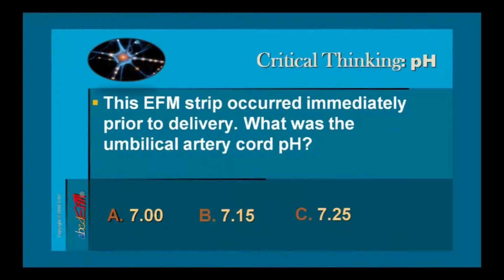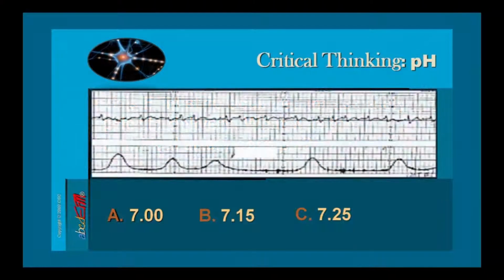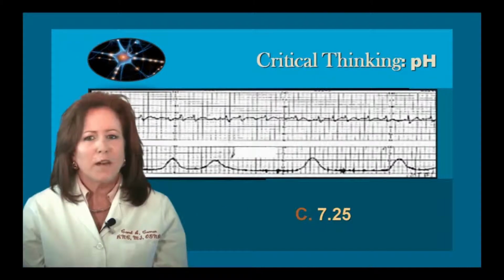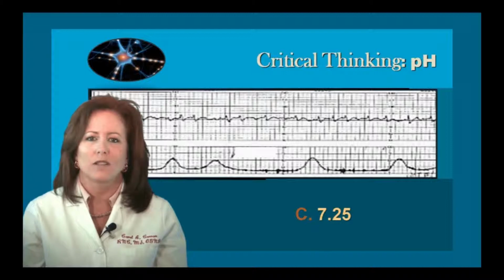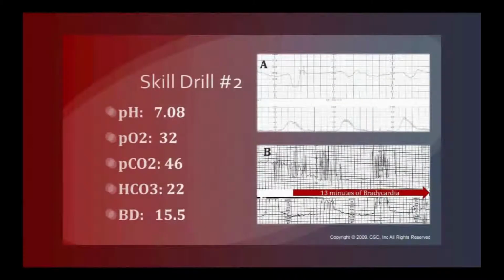This EFM strip occurred immediately prior to delivery. What was the umbilical artery pH? This pattern has been linked to an intrauterine fetal condition confirmed by ultrasound. In sample B, the fetal heart rate continues for 13 minutes of bradycardia. These metabolic acidosis results would most likely accompany strip B.